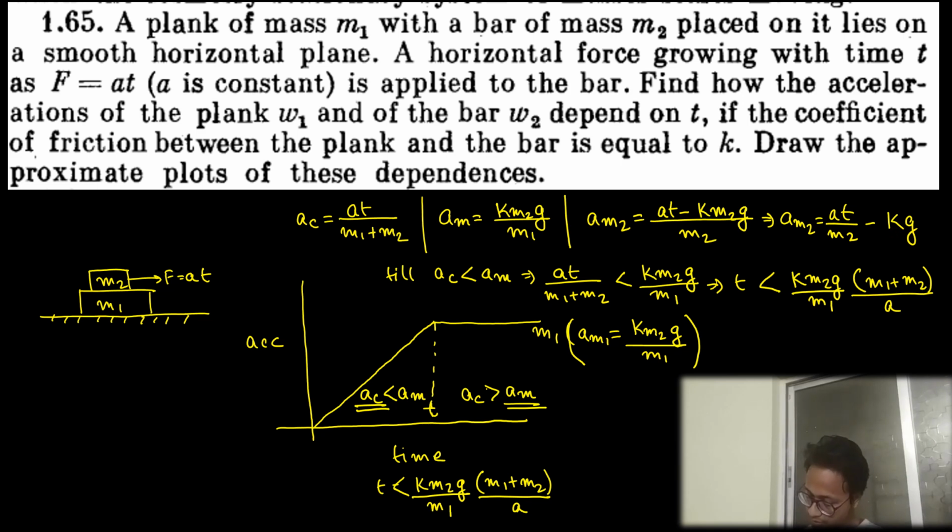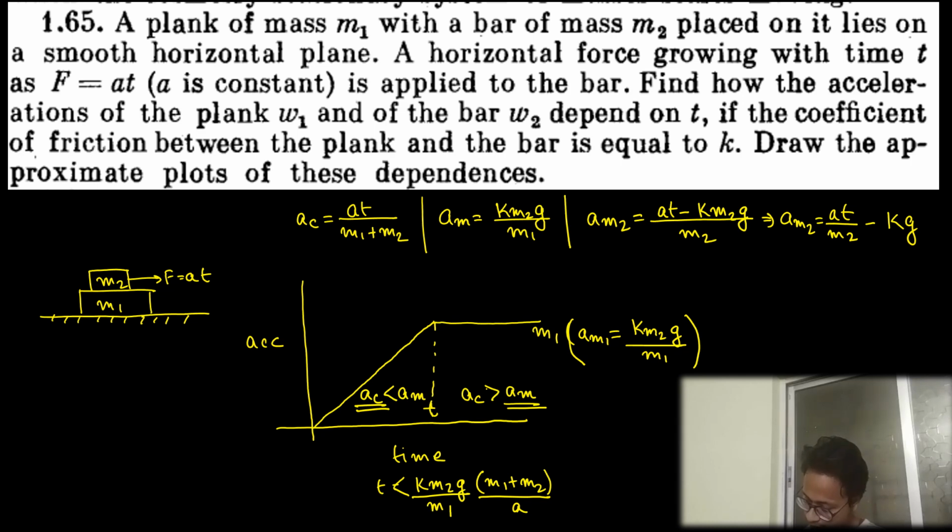So out here the slope would be something like this, which is different. This is the acceleration of m2. The acceleration of m2 is given by this slope, and this slope is a little bit different. Let me erase this one so it will be easy. So out here the maximum value of slope of m2 is at by m2 minus k into g.